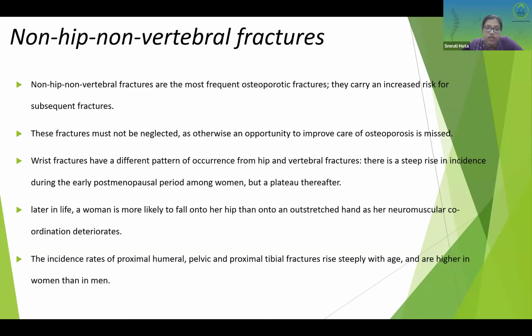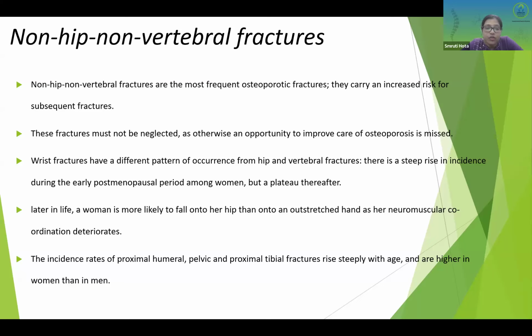Wrist fractures in particular have a unique pattern. They show a steep rise in incidence early after menopause, but they plateau later in life. This contrasts with hip fracture, which becomes more common in older women, as neuromuscular coordination deteriorates, making falls onto the hip more likely than onto outstretched hands.